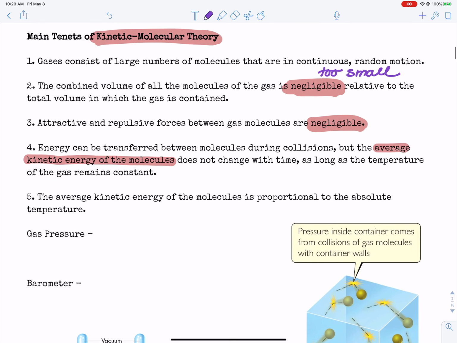And that's what number 5 is talking about. The average kinetic energy is proportional to the absolute temperature. The word absolute temperature, if you're wondering, what is that? That means Kelvin, where 0 actually means that it has no kinetic energy. When a molecule is at 0 degrees Celsius, it still has a lot of kinetic energy. If a molecule is at 0 degrees Fahrenheit, it has even less, but they still have some kinetic energy. That's why we have to say that the average kinetic energy is proportional to the absolute temperature.